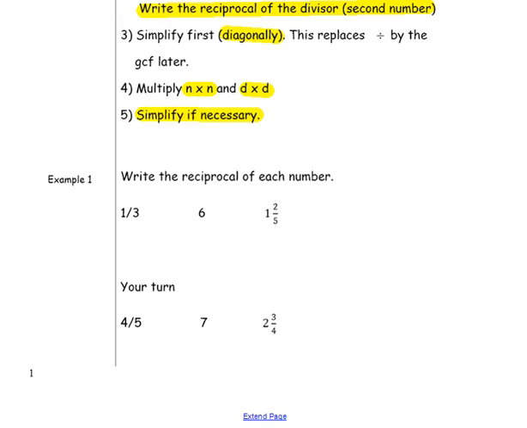The reciprocal of 1 over 3 is 3 over 1. 6 as a fraction is 6 over 1, so its reciprocal would be 1 over 6. For 1 and 2/5, first write it as a fraction. 5 times 1 plus 2. That gives us 7/5, and then the reciprocal would be 5/7.